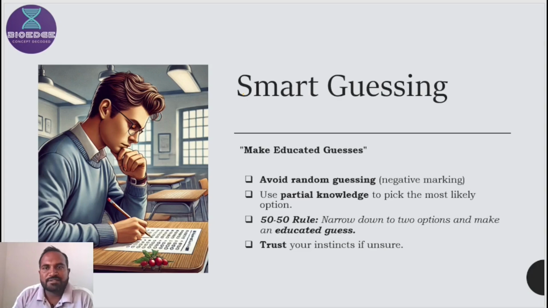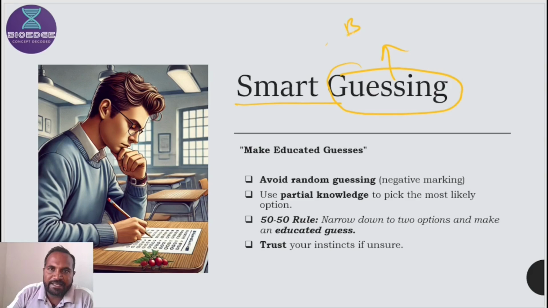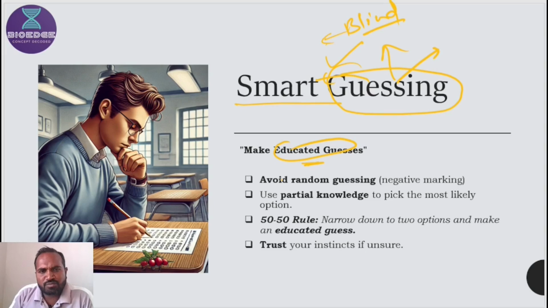Then the next one is smart guessing. There are two types of guess. One guess is the blind guess. Another type of guessing is the smart guess. You can also call it educated guessing. Educated guessing means this guesswork would be based on certain learning, certain knowledge, certain concepts. So how to choose any options?